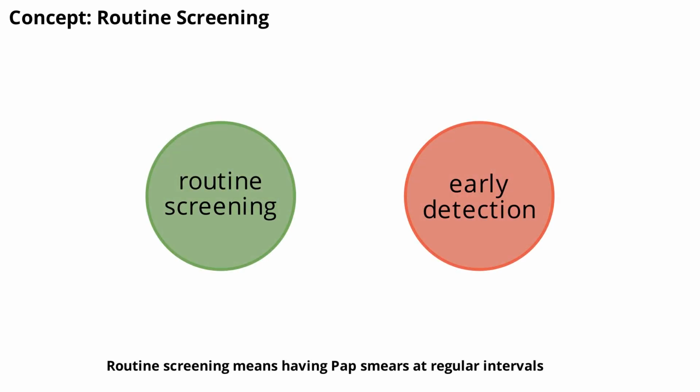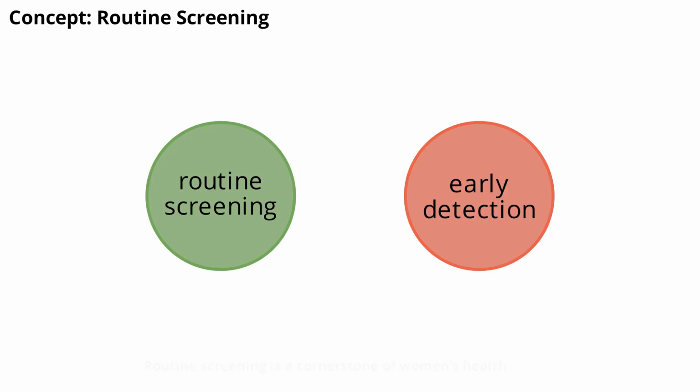Routine screening means having pap smears at regular intervals, as recommended by your doctor. This helps catch any changes early, when they're easiest to treat. Routine screening is a cornerstone of women's health.